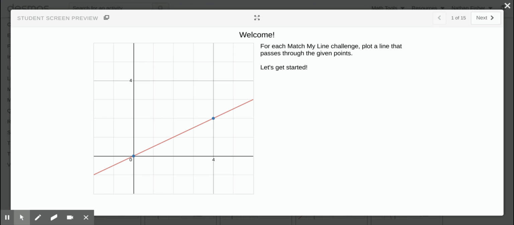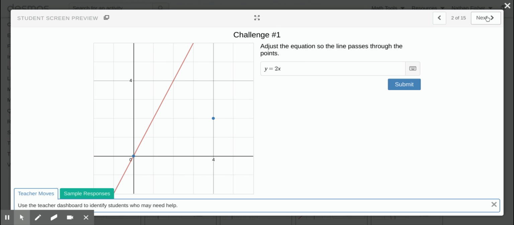So let's go through this together, and hopefully that'll clarify how we use this and how it creates a line on a coordinate plane, how we actually use it to graph. This first slide says, welcome. For each Match My Line challenge, plot a line that passes through the given points. Let's get started. So let's go to the next one.